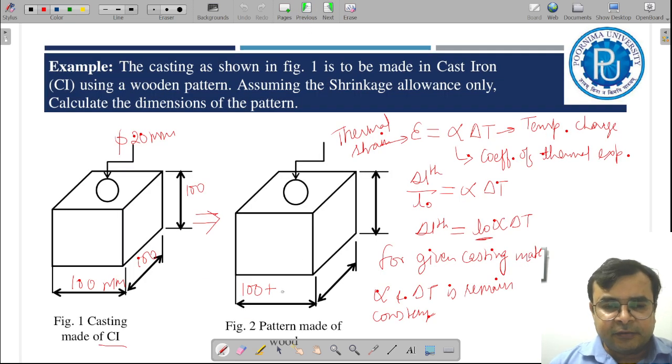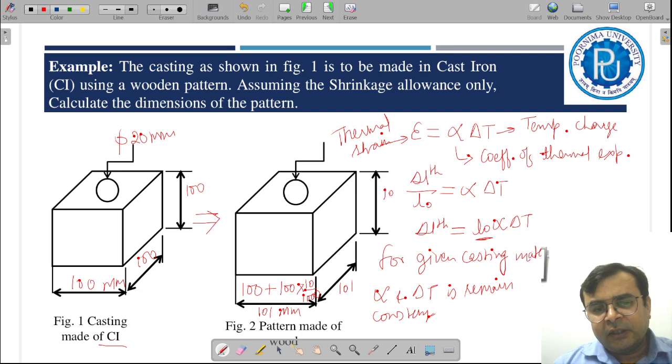So by using this concept, here I am writing 100 is the x and the contraction allowance is 10 by 1000 for cast iron. Is it right? After simplifying this, you will get 101 millimeter. And this is also 100, so I'm not writing it again. This is 101, this is 101. So if you make a pattern with this size, then you will get the correct, accurate casting. Is it right? And now these are the external features.